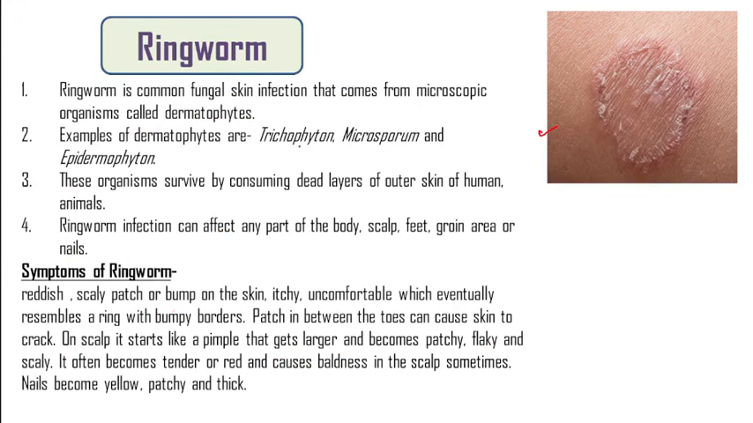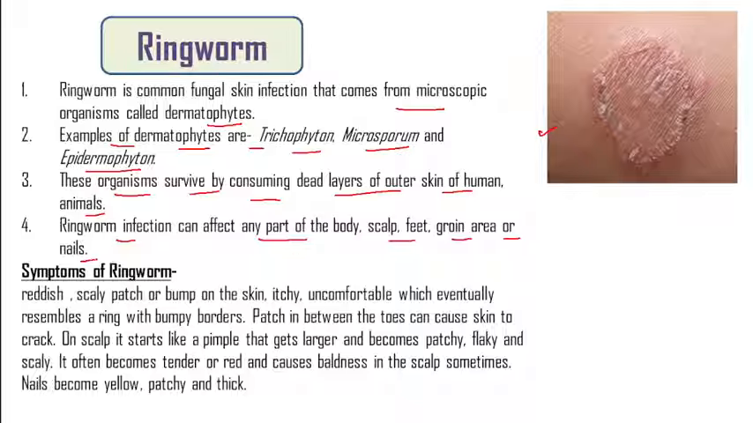So ringworm is a common fungal skin infection that comes from microscopic organisms called dermatophytes. Examples of dermatophytes are Trichophyton, Microsporum and Epidermophyton. These organisms survive by consuming the dead layers of the outer skin of humans and animals. The ringworm infection can affect any part of the body: scalp, feet, groin area or the nails.